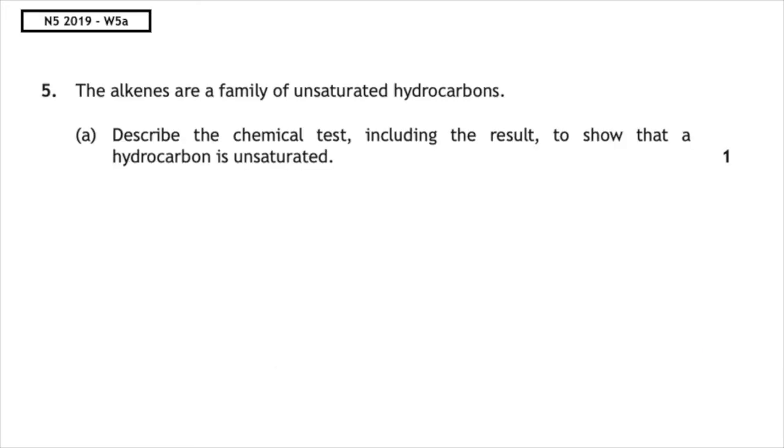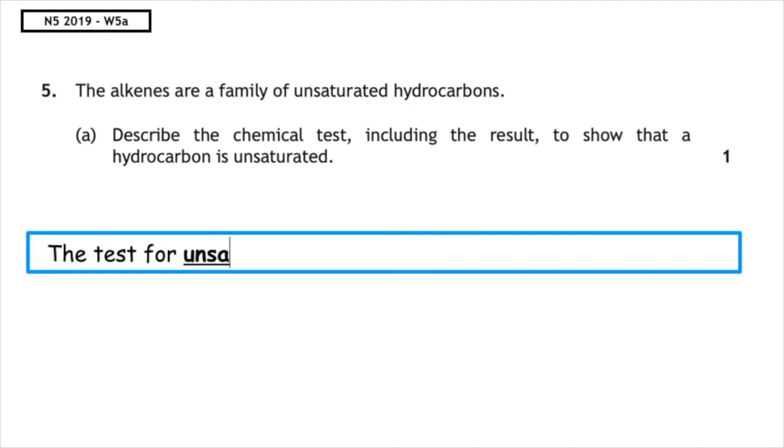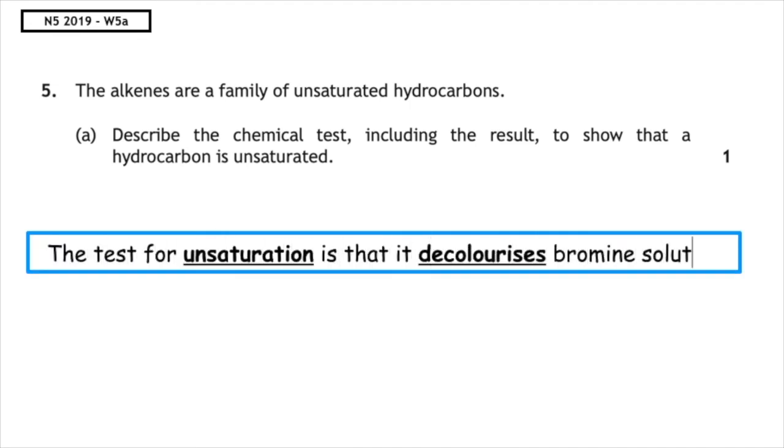This past paper question is from the National 5, 2019, written 5A. The alkenes are a family of unsaturated hydrocarbons. Describe the chemical test, including the result, to show that a hydrocarbon is unsaturated. The test for unsaturation is that it decolorises bromine solution.